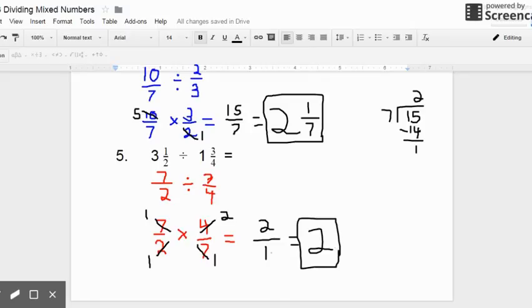Now, if you went through the multiplication straight across the top, you would have got 28 on top and 14 in the bottom, and 14 times. So either way, no matter how you did the multiplication, you should end up with 2 at the end.